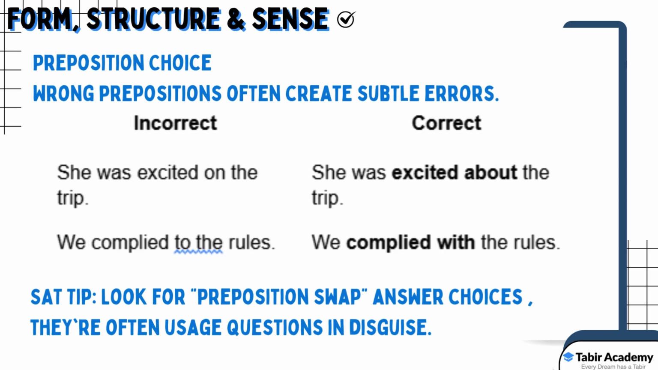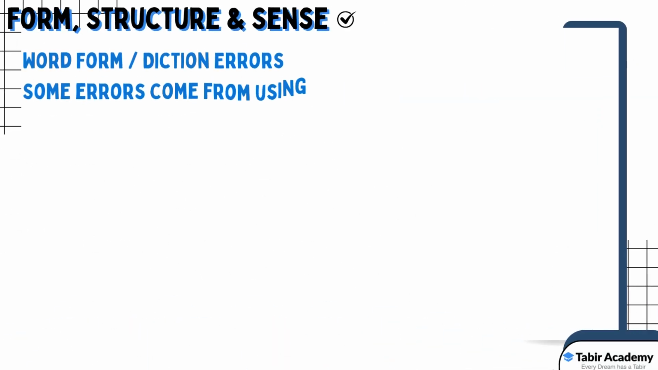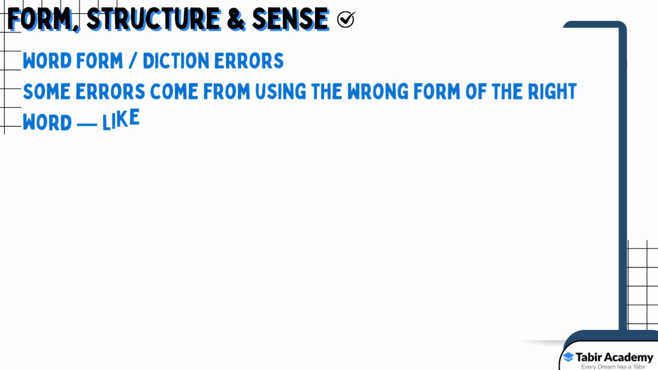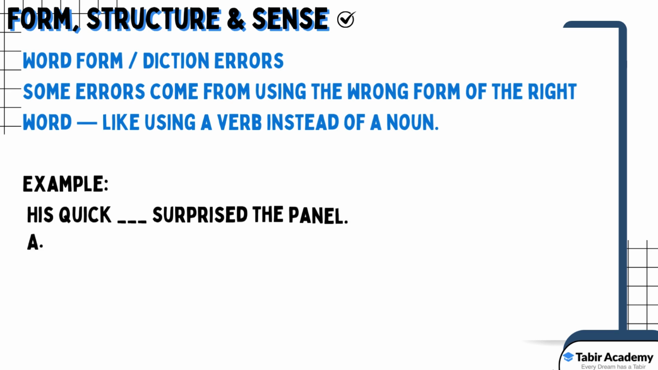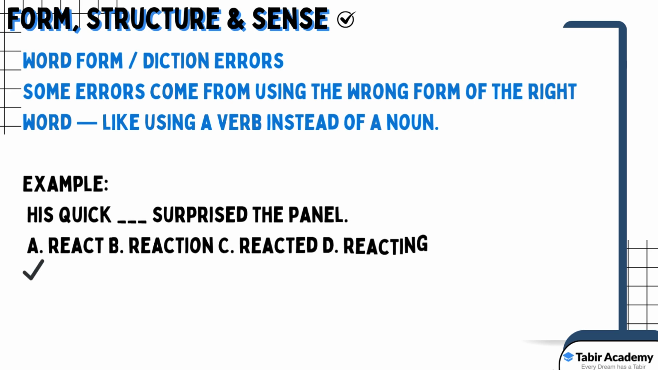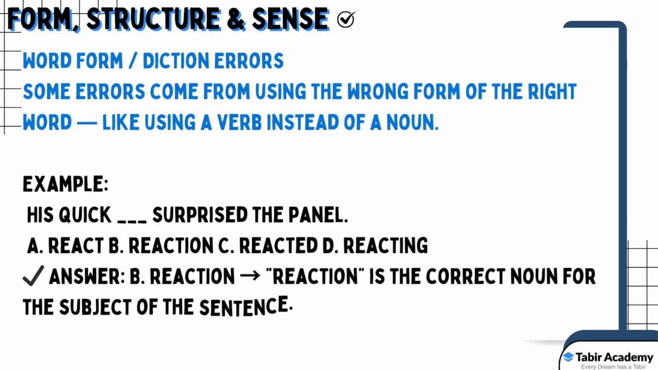So कुछ के अंदर जहाँ पे आप preposition swap हो जाते हैं, उसके साथ वो ही basically word usage के questions भी होते हैं. Word form या diction errors. Some errors come from using the wrong form of the right verb, like using a verb instead of a noun. His quick dash surprised the panel. React, reaction, reacted, reacting. Reaction is the correct noun for the subject in the sentence.